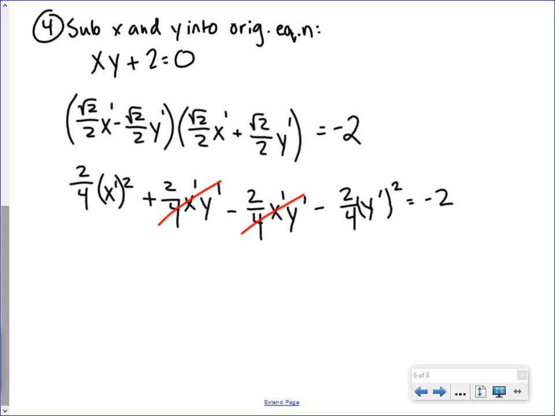Now I'm going to go ahead and use my reduced values because I don't really have anything else that's going to combine. So this is 1/2 times x prime squared minus 1/2 times y prime squared equals negative 2. And I'm thinking, I feel better about this. This is starting to look more like a hyperbola. Like I've got an x squared and a y squared. I've got one positive and one negative. But remember, in standard form, it should be equal to 1.